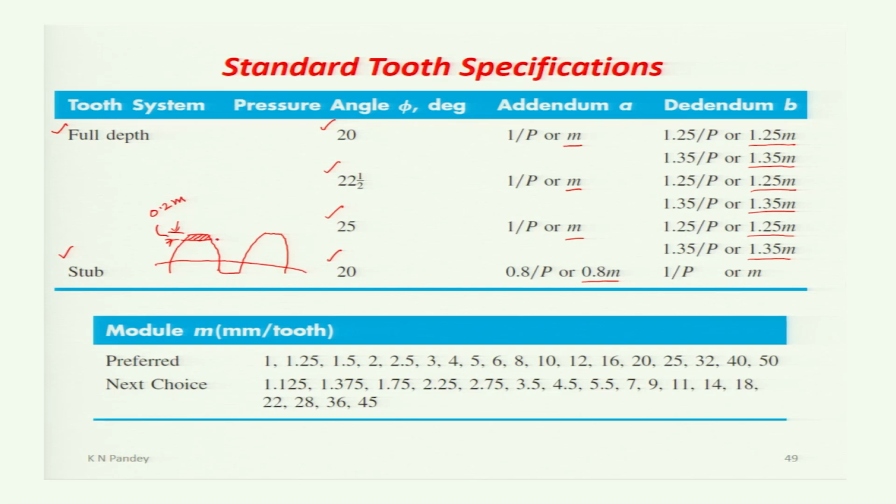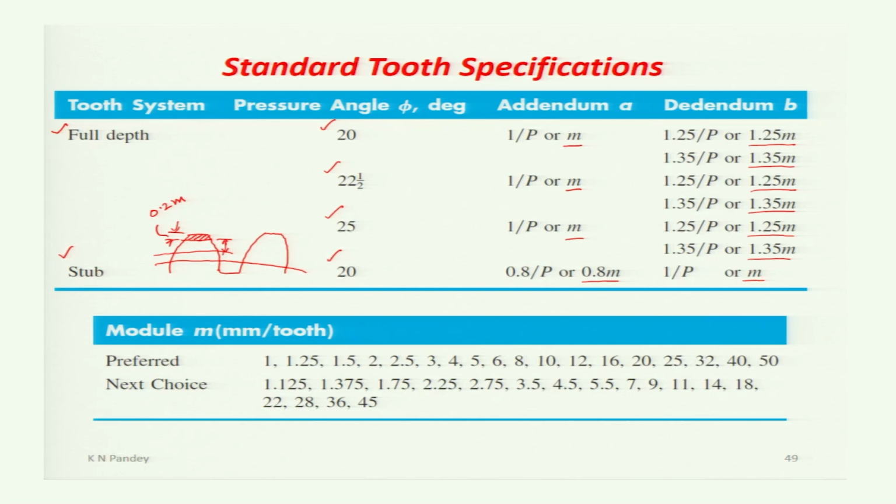And so the height of the addendum from the pitch circle will equal 0.8 of the m for the case of stubbed tooth system, and dedendum will equal m. Dedendum will also be reduced, and standard dedendum for the case of stubbed tooth system is 1 module.